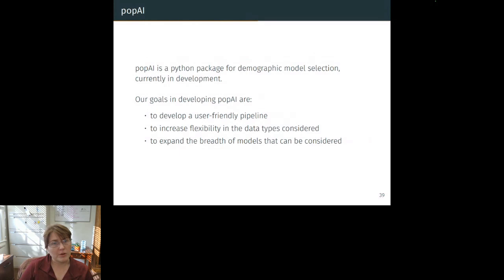And so my lab's been working on a Python package called PopAI. PopAI is a package for demographic model selection, and our goals in developing this are really to develop a user-friendly pipeline so that empiricists working in all kinds of systems can apply these supervised machine learning approaches to demographic model selection. We want to increase the flexibility in the data types considered, and we want to expand the breadth of models that can be considered.